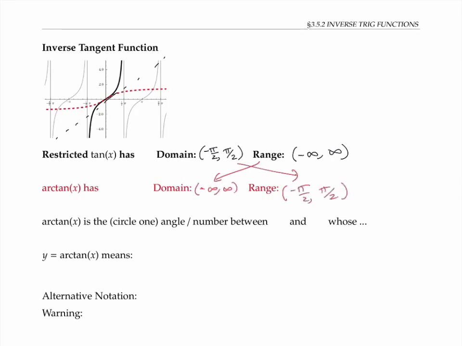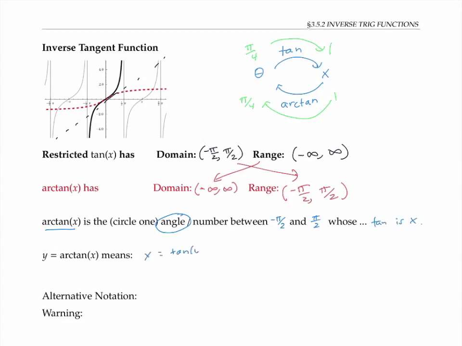Once again, tangent is taking us from angles to numbers, so arctan is taking us from numbers to angles. For example, tangent of pi over 4 is 1, and therefore arctan of 1 is pi over 4. So arctan of x means the angle between negative pi over 2 and pi over 2 whose tangent is x. y is equal to arctan x means that x is equal to tangent of y, and that y is between negative pi over 2 and pi over 2.